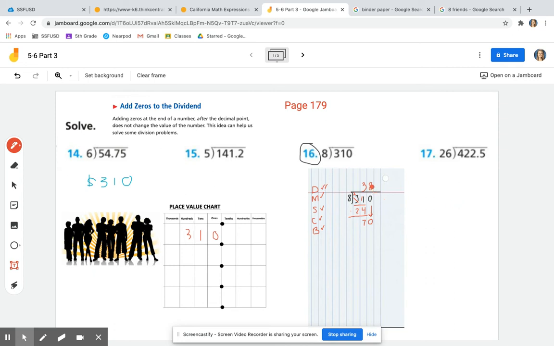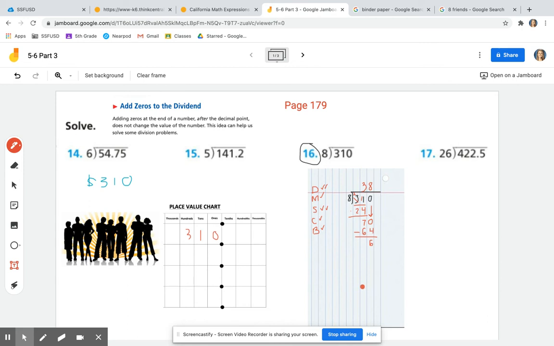Let's multiply. What's 8 times 8? 64. Where the 64 goes is underneath the 70. Again, digits all lined up just like that. Next step is to subtract. 70 minus 64. I'm going to add in my subtraction sign in my line. What's 70 minus 64? It is 6. And 6 is going to go below the 4.